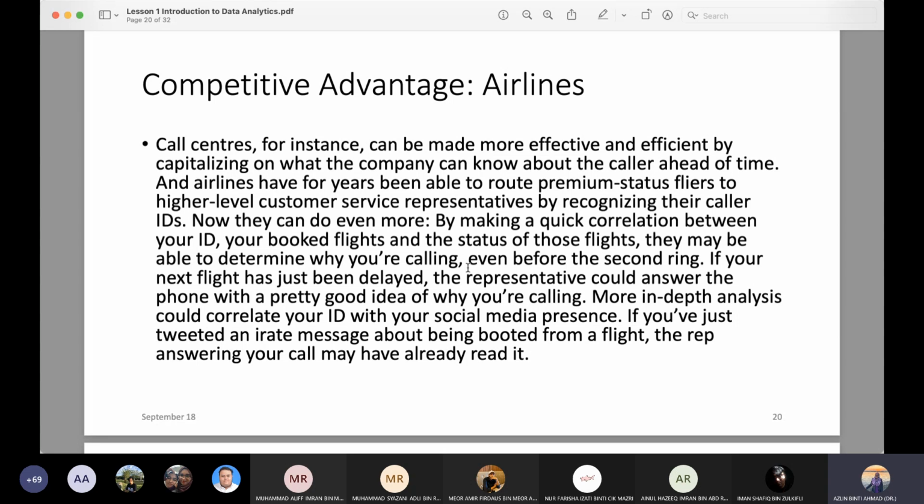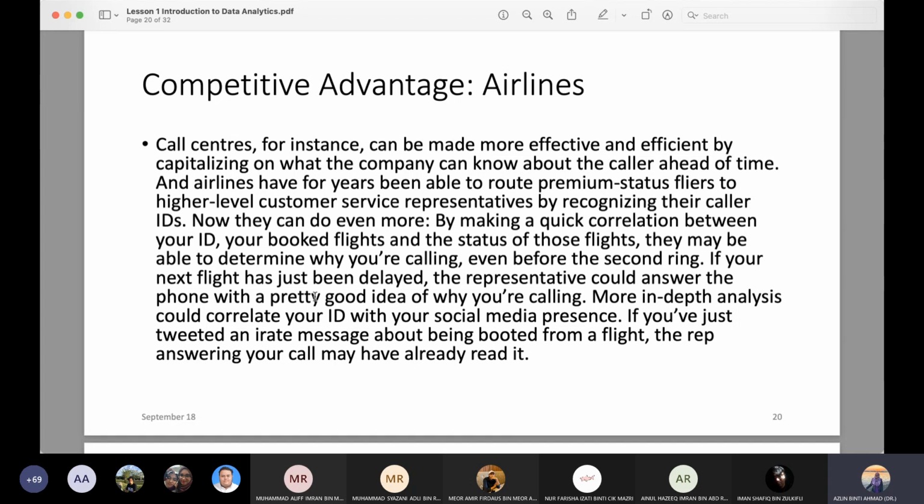So by looking at your ID, your booking flights, status of the flights, dia boleh buat other action lah. Okay, so they may be able to determine why you are calling, even before the second ring. And just in case the flight had just been delayed, the representative could answer the phone with a pretty good idea why you are calling. So dia dah boleh detect dah, okay, kenapa orang ni call. Based on the ID, based on the flights, based on the status of the flights yang orang tu book. So dia dah boleh expect what kind of complaints, what kind of reports yang dia akan dapat.